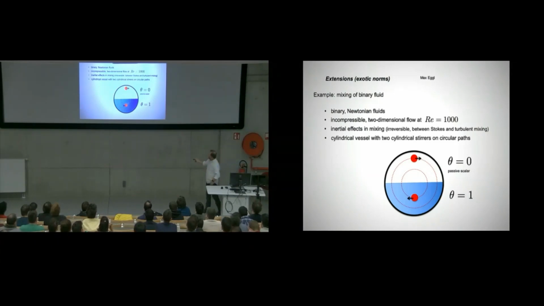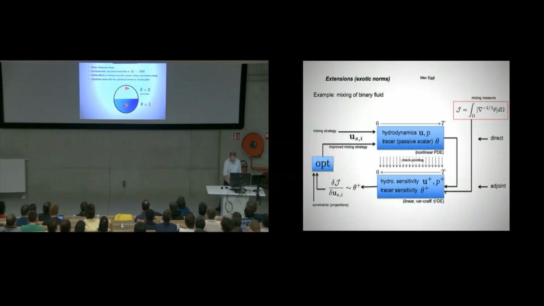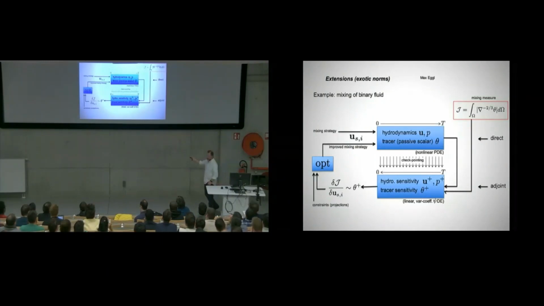So we have the blue fluid on the bottom and the white fluid on the top, and if you do everything right, they should all mix together nicely. Okay, and we wanted to optimize that mixing by optimizing the path and the velocity on these circular paths. Okay, so this is exactly the same thing.